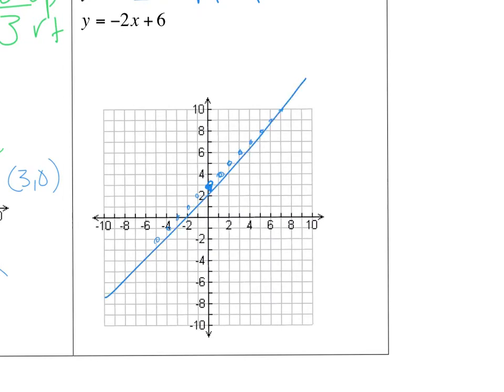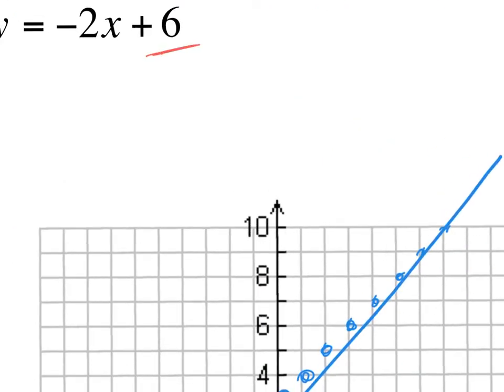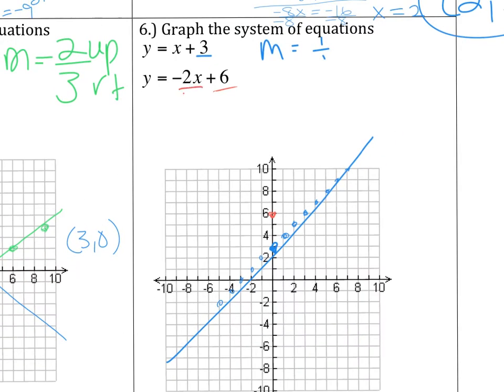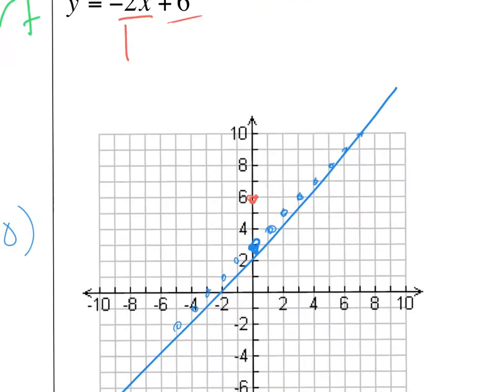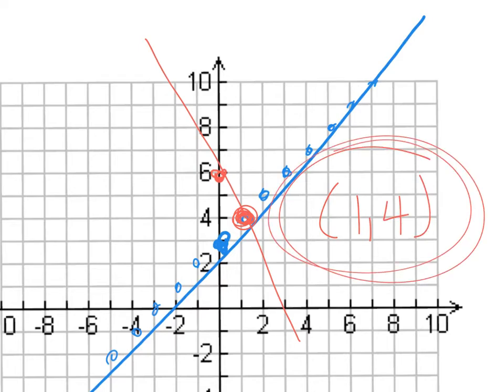Okay, draw a better line than I just did. Okay, and I'm going to use a different color. So the other one starts at 6. So we're going to start at 6, and we're going to go down 2 over 1. So if I go down 2 over 1, there is my point. So this is where they're supposed to cross at 1 and 4. So 1 and 4 is my answer.